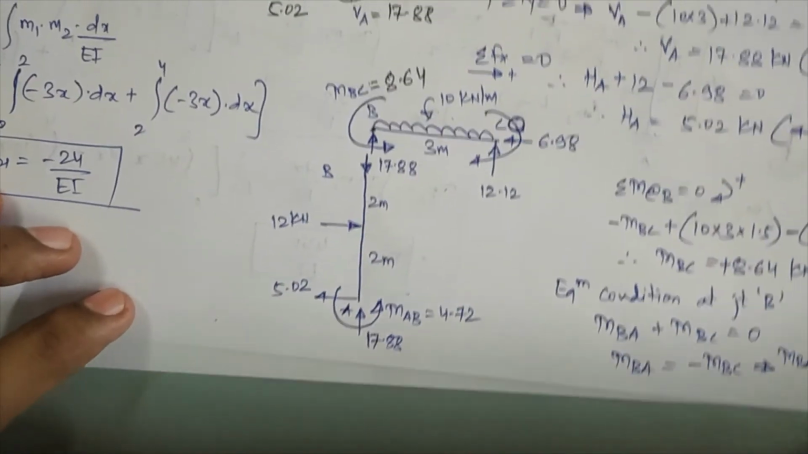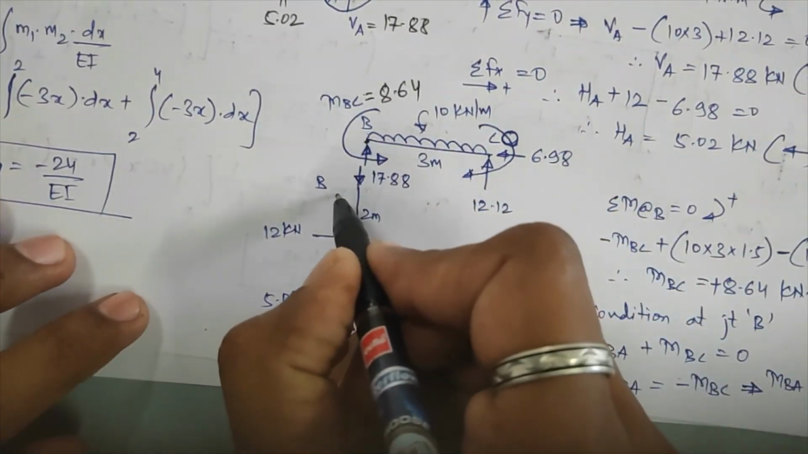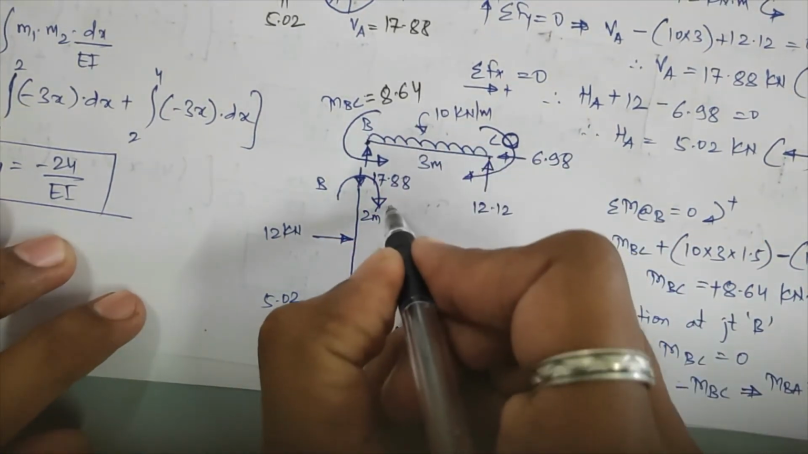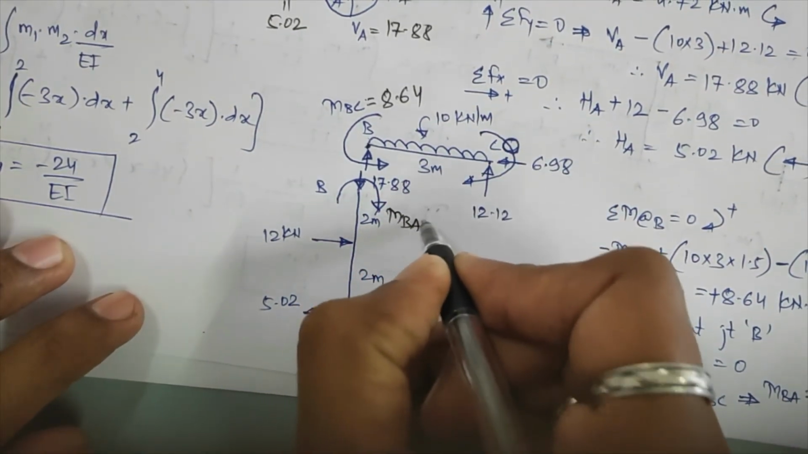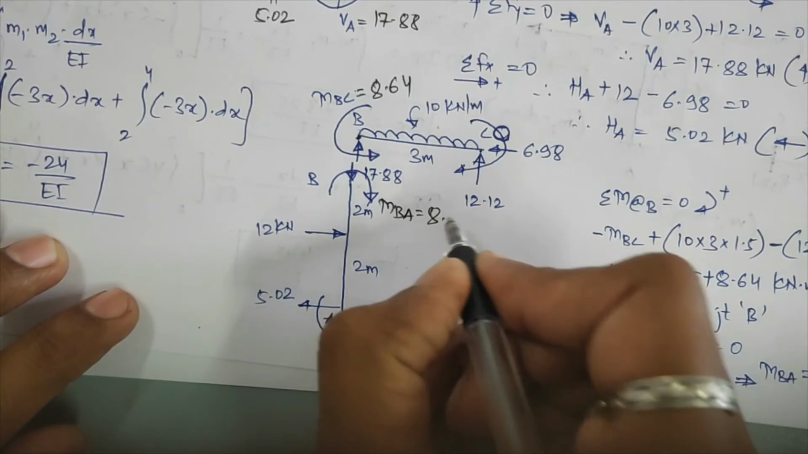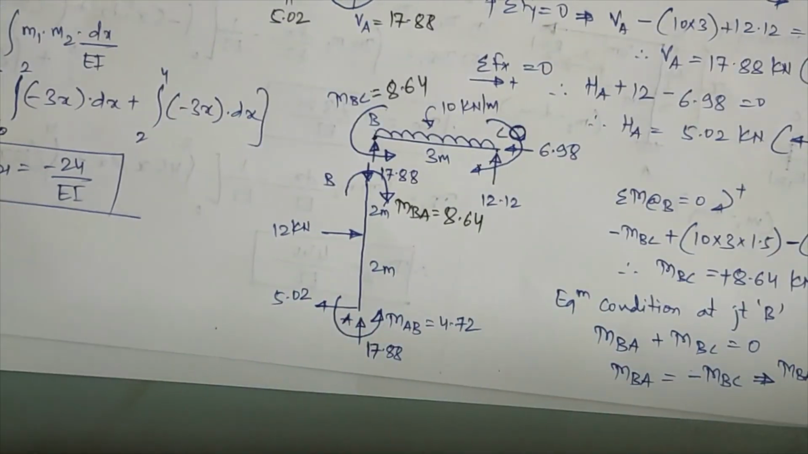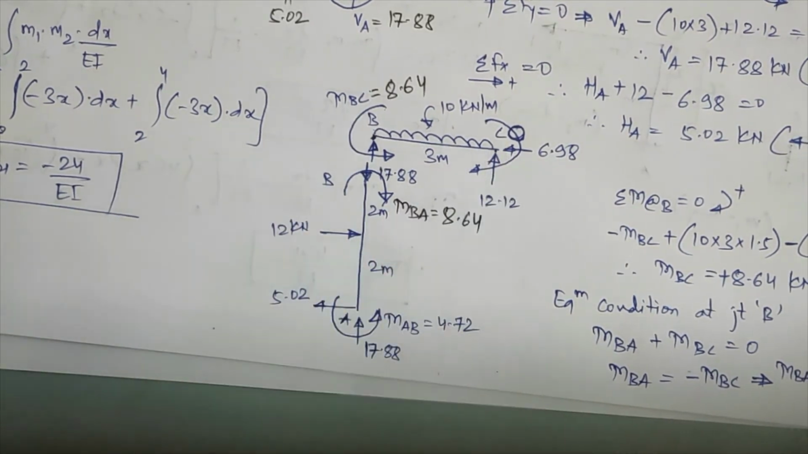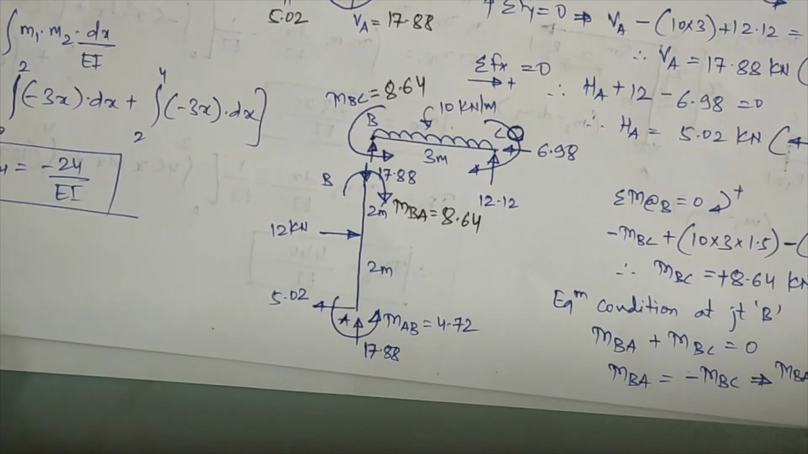So here I'll mark that moment over here, that is this moment I am getting clockwise in nature, that is MBA is equal to 8.64 over there. Now I have got all the support moments over there. MAB I am having, MBA I am having, MBC I am having, and MCB also I am having equal to 0 over there. Now you can plot your bending moment diagram by superposition very easily. So we'll plot that diagram.